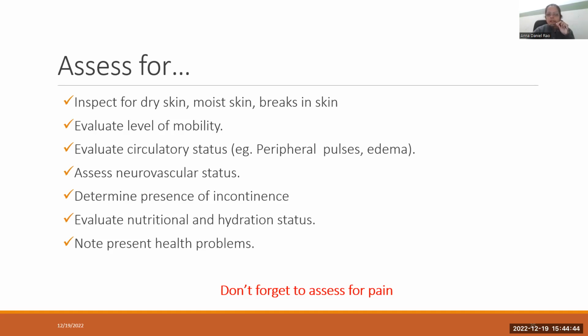Presence of incontinence is there or not, how much nutrition the patient is getting, is he taking a good amount of proteins or not, are proper energy levels maintained or not, right? All that we need to assess. Other health problems, if the patient has comorbidities, that also needs to be assessed. Not to forget pain assessment.